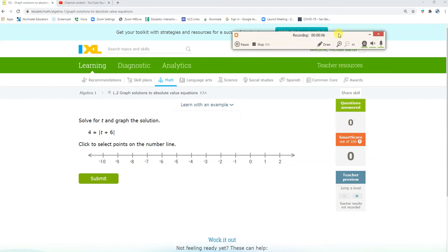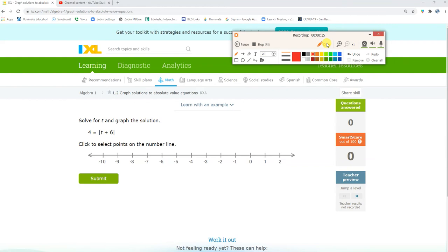Really, if you watched the last video, this is the same idea, except at the end, you have to put a point on the graph. If you remember what I said before, we've got a couple steps here. One, you're going to isolate the absolute value, and then after that, we do what I call a split, flip, negative.